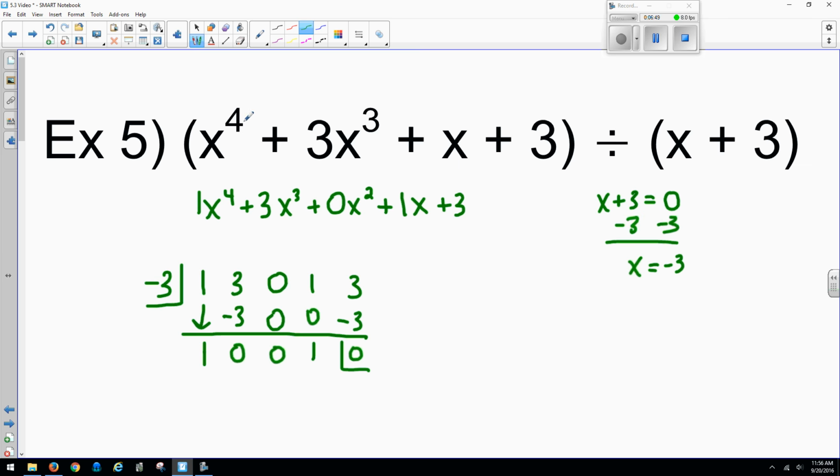I'm starting with x to the fourth. I'm going to go one lower than that. So this becomes 1x to the third plus 0x squared plus 0x plus 1. Now we don't need to include these middle terms. So it's just going to be x cubed plus 1.